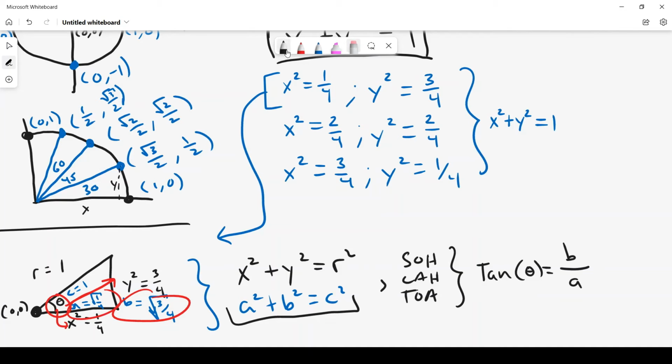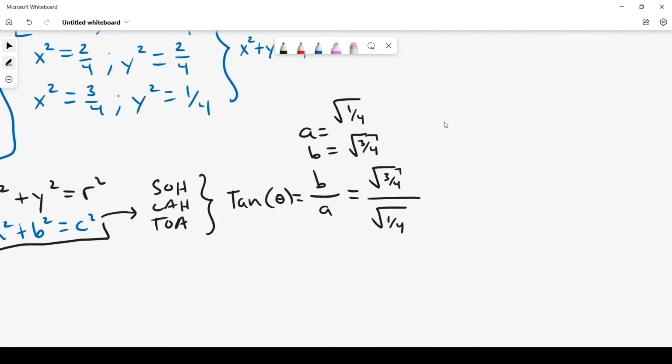So let me just change this. And what did we say? We said that a is equal to the square root of 1/4, b is equal to the square root of 3/4. And so the tangent of theta would be the square root of 3/4 over the square root of 1/4. Now if we spend some time with a little bit of algebra here, we can say that this is the square root of 3 over the square root of 4, divided by the square root of 1 over the square root of 4.